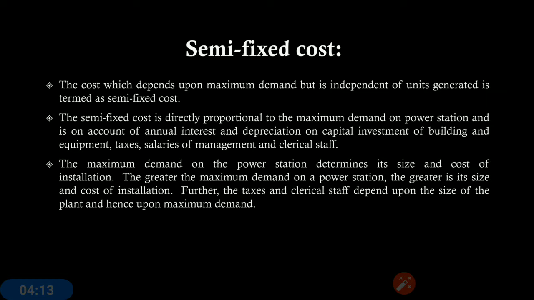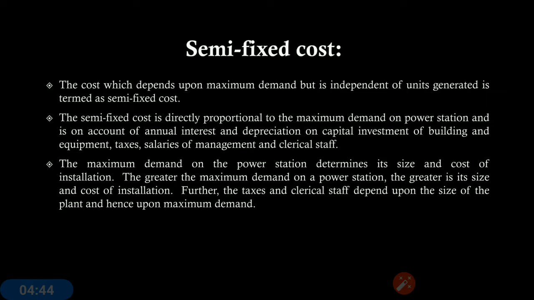right? So the semi fixed cost accounts for the annual interest and depreciation on capital investment of building and equipment. For the building and equipment, we have to make an investment and we have to pay the interest on this investment. So this comes into the semi-fixed cost, and this continuous depreciation of the cost of investment also comes into the semi-fixed cost.